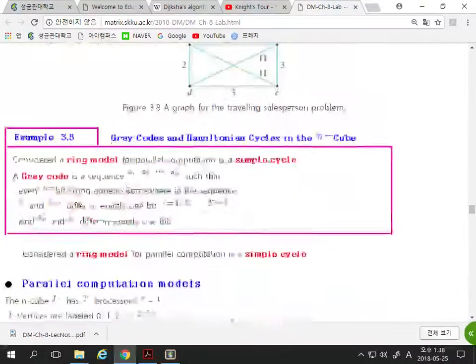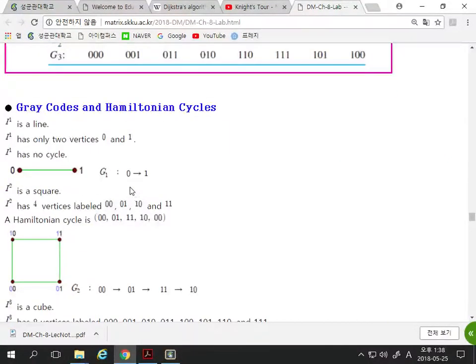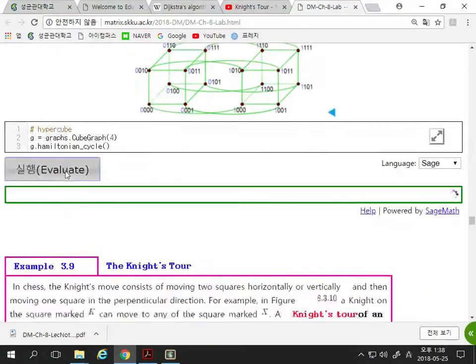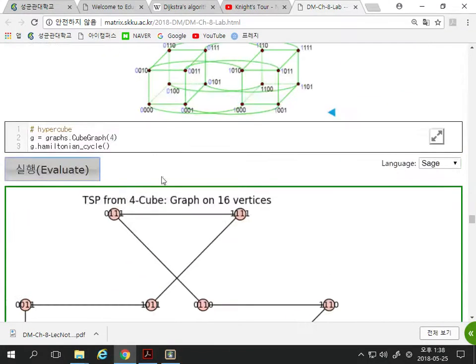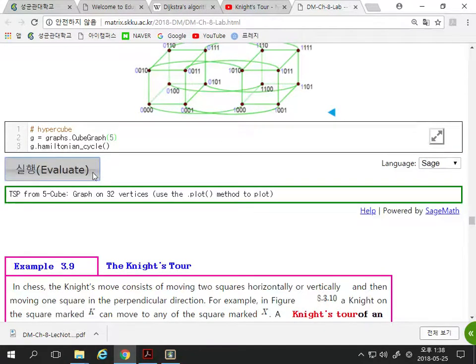If you draw the, and what else? Here, Gray code and Hamiltonian cycles, and here, a traveling salesman problem from the 4-cube, and this order gives you one Hamiltonian cycle in the 4-cube. If you change it to dimension 5, then you have 32 vertices, and in this case we need to give a plot command to plot it because it's too complicated. So we need another command.